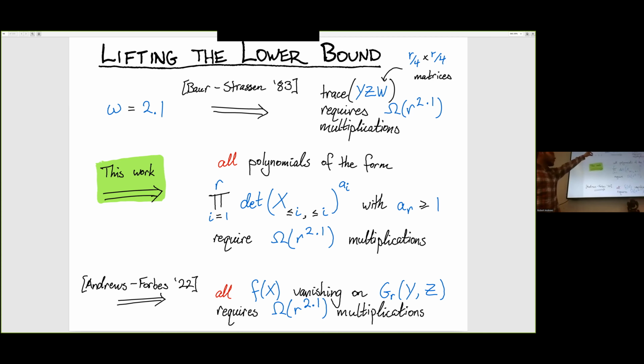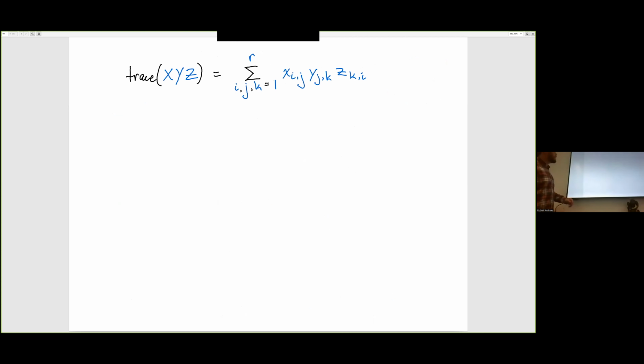So I just want to talk about somehow putting this trace of matrix product inside these products of determinants. So here's this trace of matrix product polynomial written out. These are R by R matrices, and it's just this sum over i, j, and k. You have x_ij times y_jk times z_ki. That's the definition. And I want to interpret this in a graphical way.